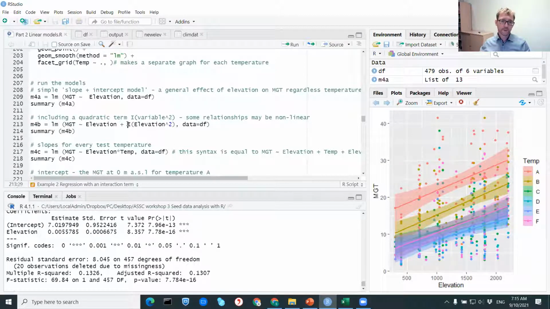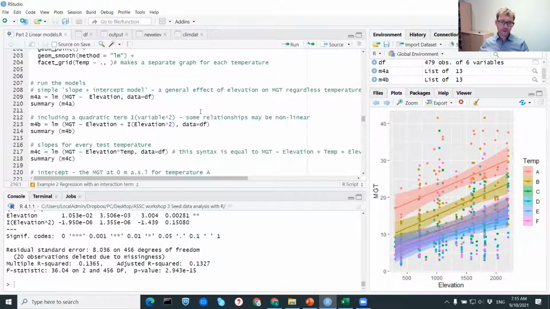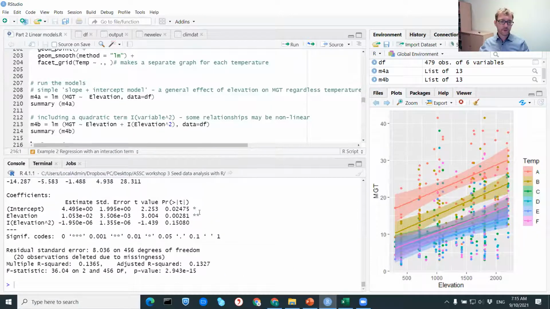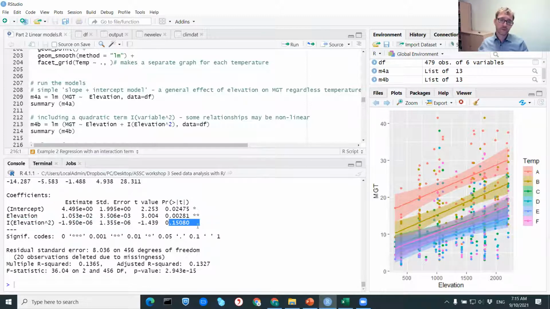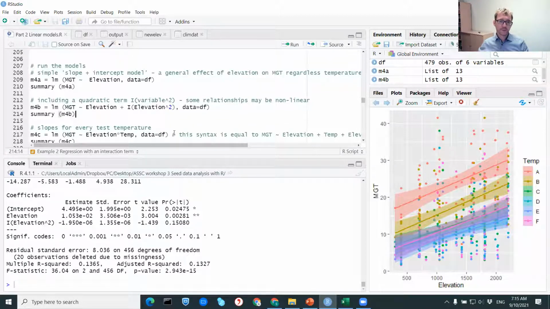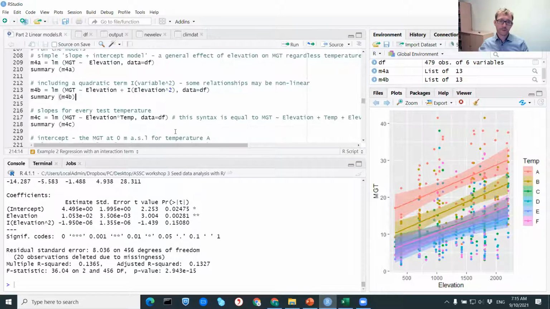I include this quadratic term into the model. And this is how the output looks like. And you can see that the quadratic term is not significant. The p-value is above the magic threshold 0.05, meaning that the MGT elevation relationship is linear. There is no non-linearity in it. So I can skip this part of the hypothesis, of course.